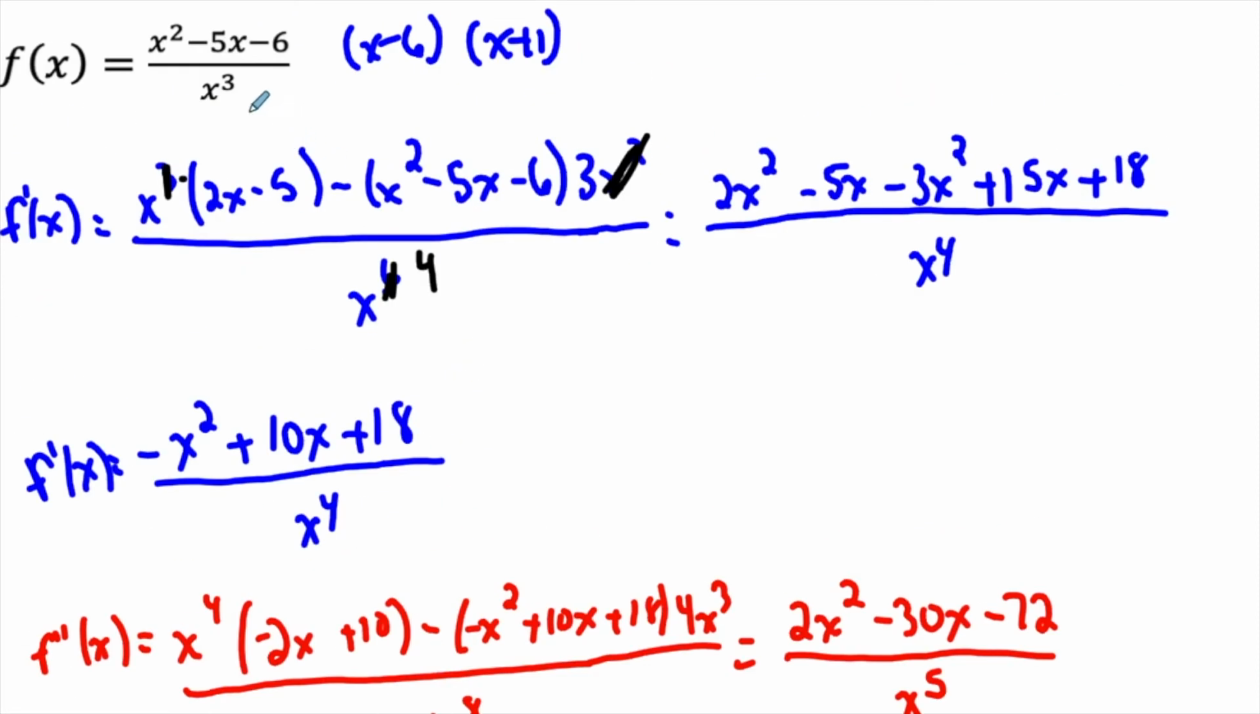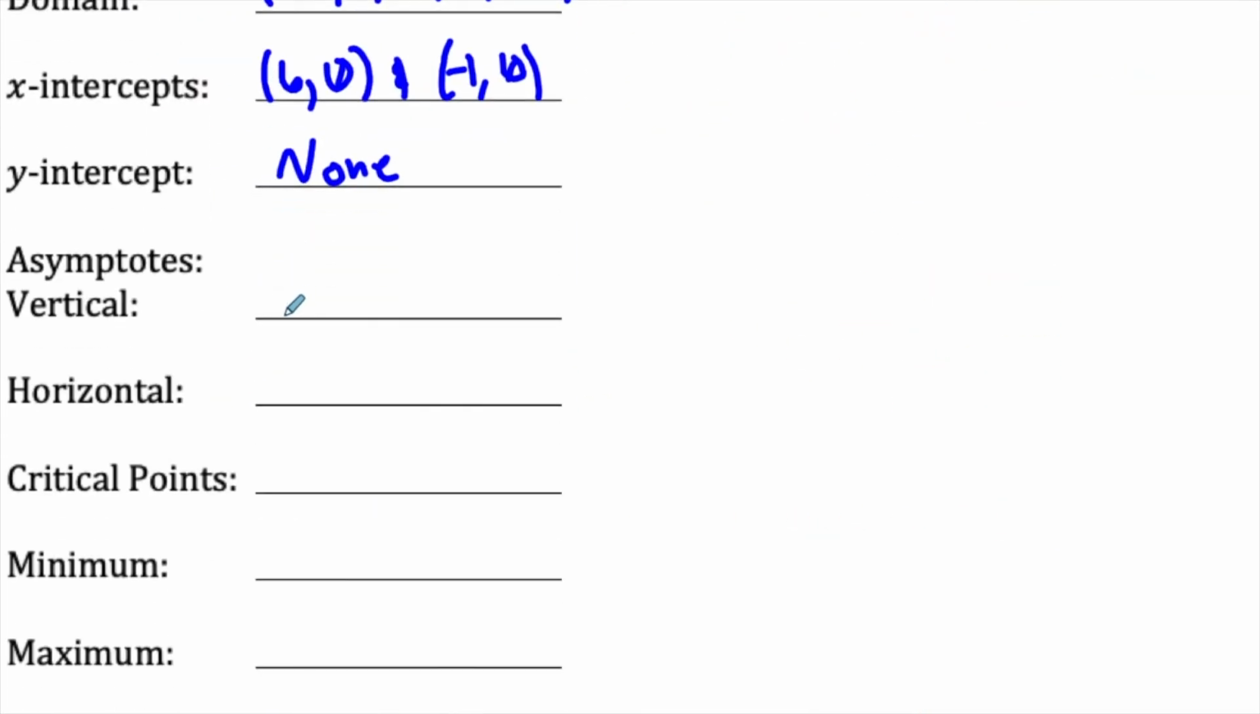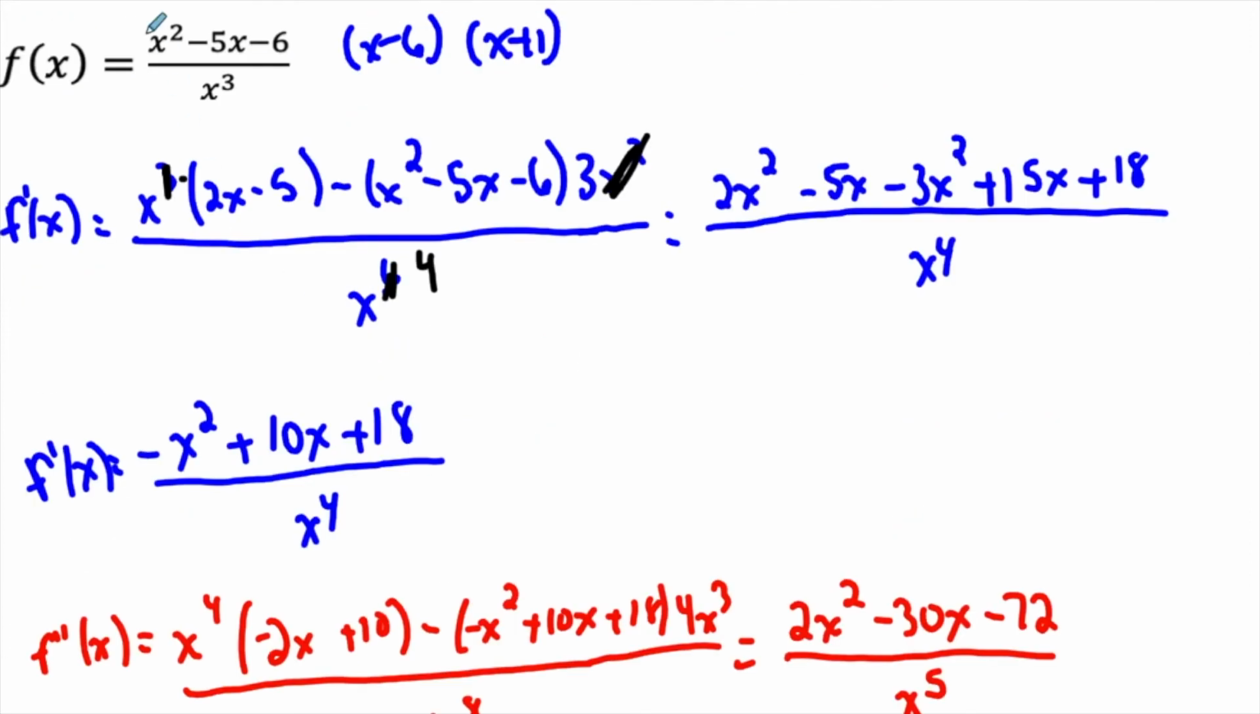Vertical asymptotes. What makes the denominator 0? Or in this case, we just end up with 0. Again, vertical asymptotes need to be written as an equation. Horizontal asymptotes need to be written as an equation. So y equals, again, we look at our 3 cases.